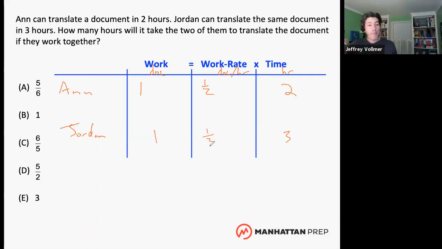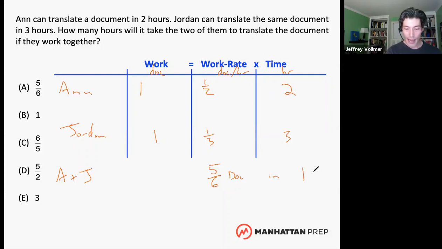Jordan can do one document in 3 hours, and so his work rate is a third of a document per hour. When people work together, when machines work together, when work is being done simultaneously, you want to combine the rates. Add the rates together as long as the units are the same. You cannot add half a document per hour and 1/20th of a document per minute and hope that works. Get the work rates in the same units and then add them up. So together, Anne and Jordan work at 1/2 plus 1/3, which is 5/6 of a document per hour.